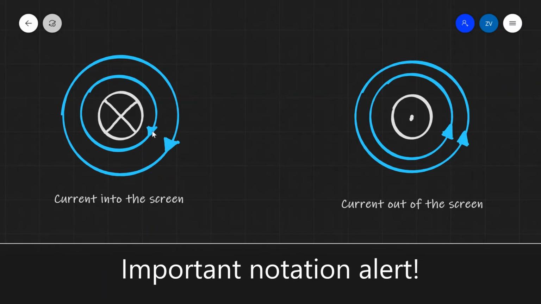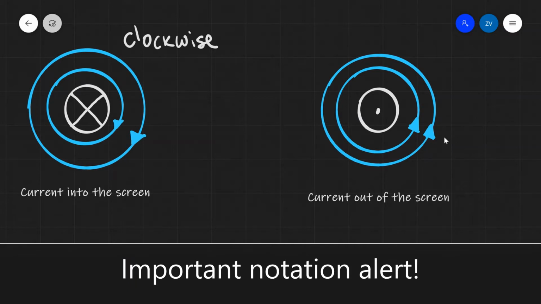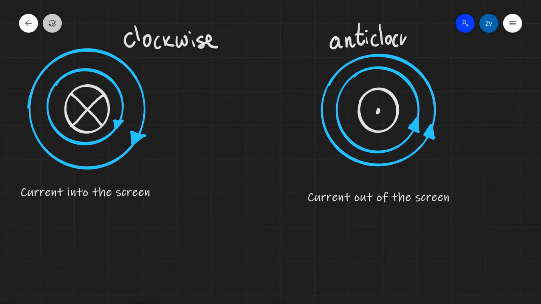we can see that the direction of the magnetic field will be clockwise. So this is a very useful fact to remember, that the magnetic field is clockwise when the current is going into the screen. If it's going out of the screen, we can see that the magnetic field lines are going to be anti-clockwise, like so.